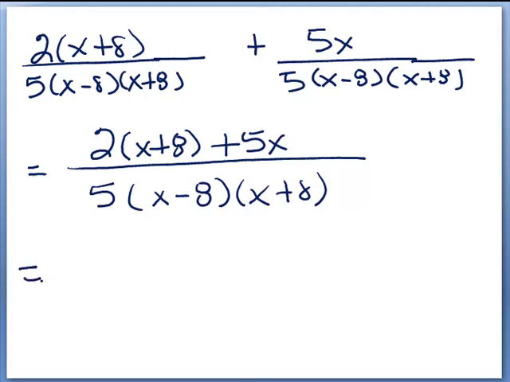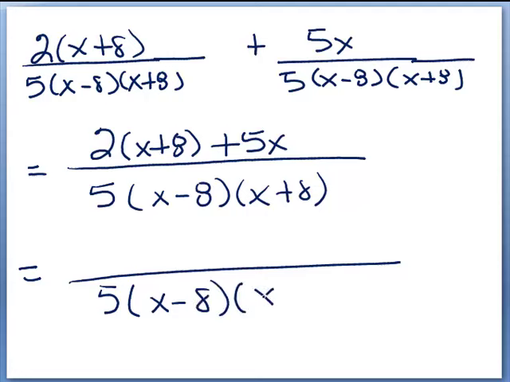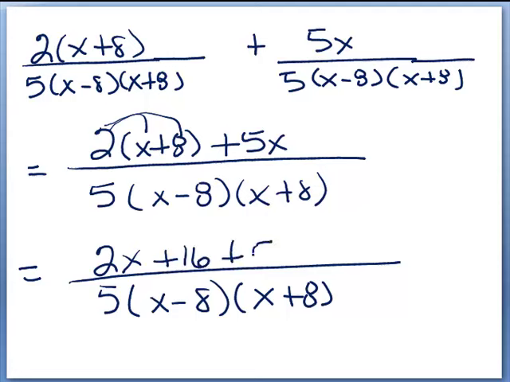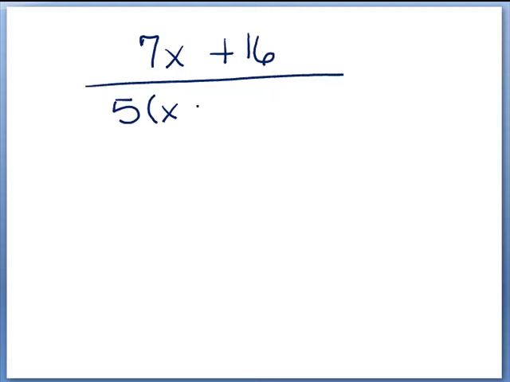Now let's just focus only on the numerator. Let's distribute 2 times the x, we have 2x, 2 times the 8, we have 16, and then we have plus 5x. We're going to add our like terms in the numerator. We have 2x plus 5x, that gives us 7x, and then we have the 16 over our LCD, 5 times x minus 8 times x plus 8.